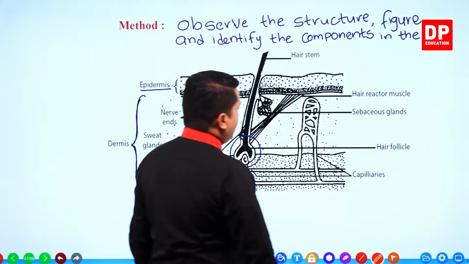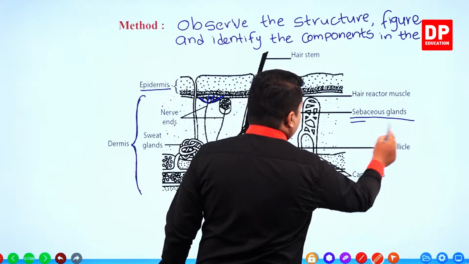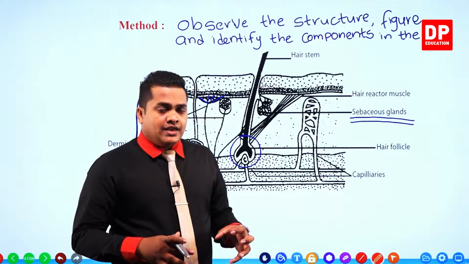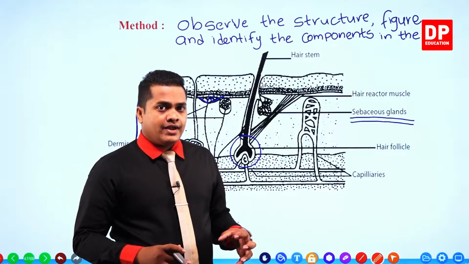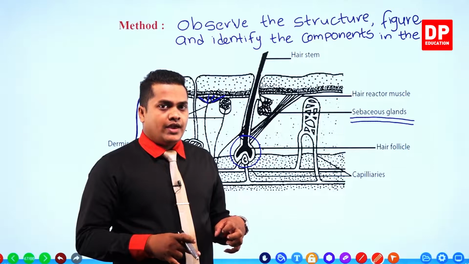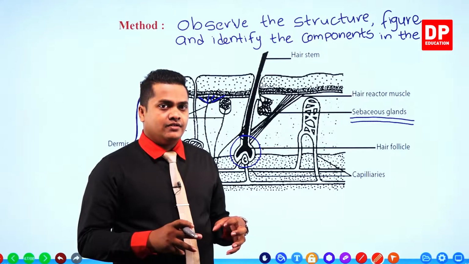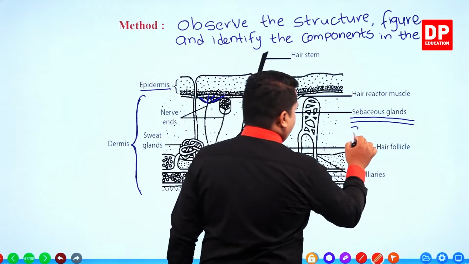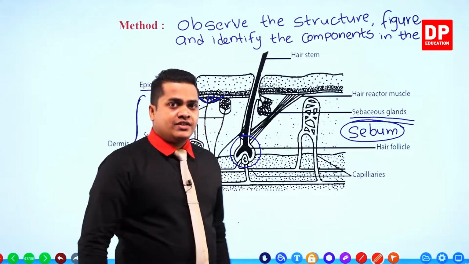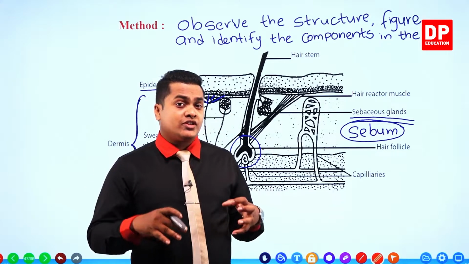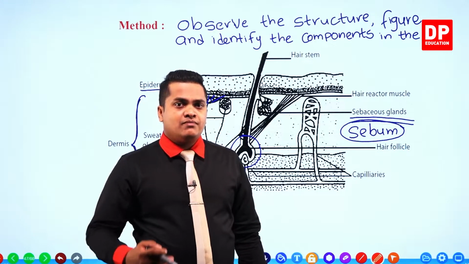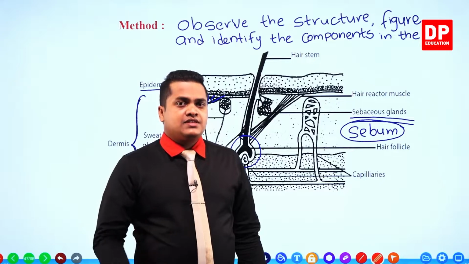Then after that, you can observe the sebaceous glands, right? Sebaceous glands. The sebaceous gland means in our skin, right, there is a protective moisturizing layer, which is called sebum. Sebum is a special moisturizing layer, right? It's a moisturizing layer which is getting emitted from our skin. It helps to keep the moisture in our skin.